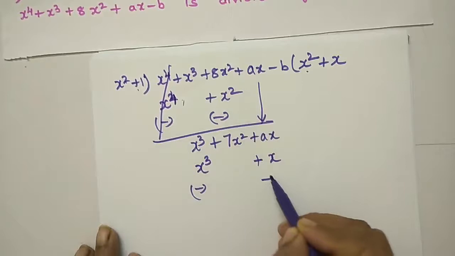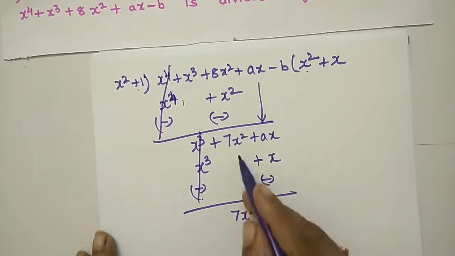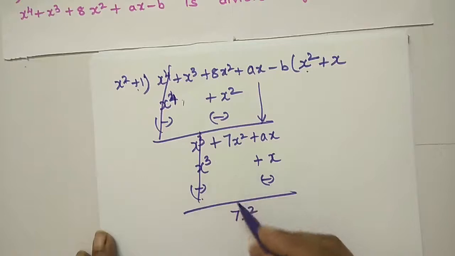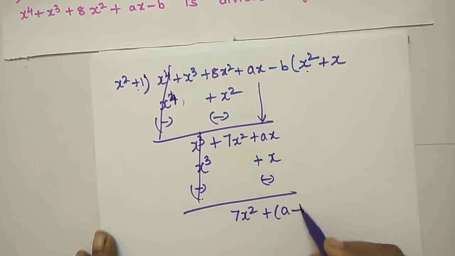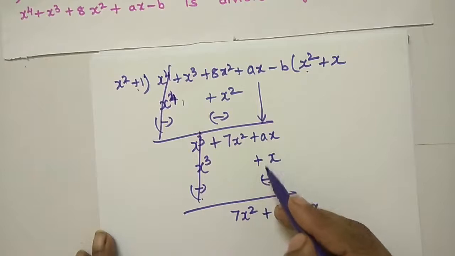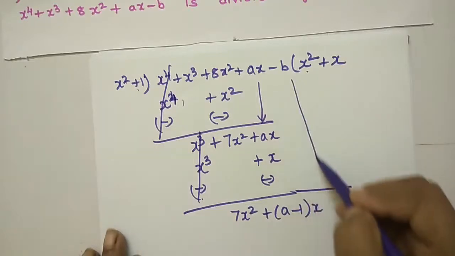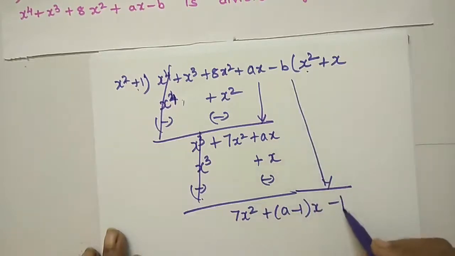Now change the sign. These two get cancelled. Here you will get 7x square. Here nothing is there means it is 0, is it not? So 7x square plus 0 is nothing but 7x square plus a minus 1 into x, because here quotient is a, here it is 1 and in middle there is a sign minus. So I have written a minus 1 into x. Okay. Now bring this b down, minus b.